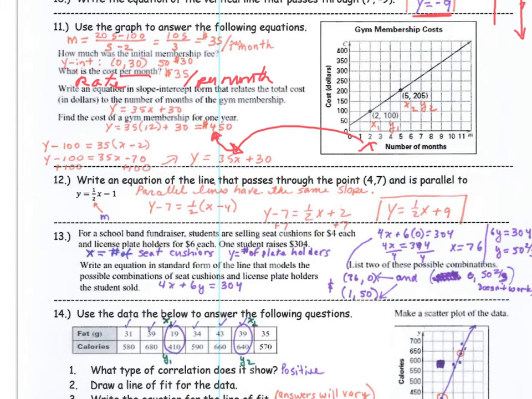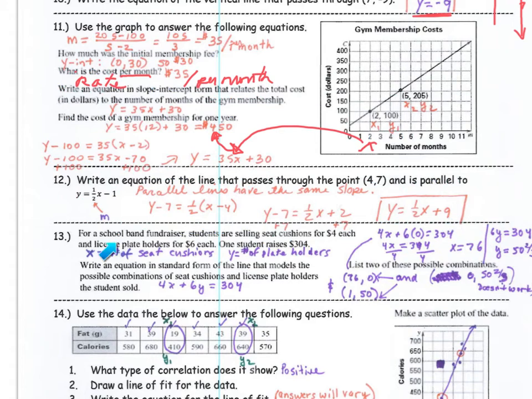Okay, number 12. Number 12 says write an equation of the line that passes through (4, 7) and is parallel to y = 1/2 x - 1. Now, what do you need to remember about parallel lines? They have the same slope. So really what we're given here in this problem is a point, which is (4, 7), and a slope, which is 1/2. So we fill that into our point-slope form: y - 7 = 1/2 (x - 4). We solve it for y. We get y = 1/2 x + 9.